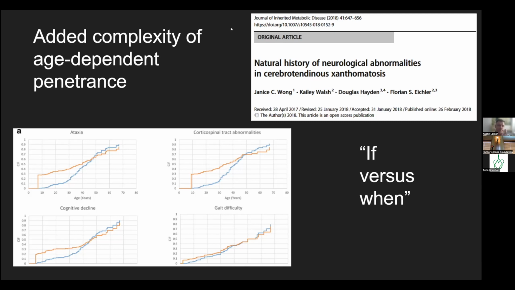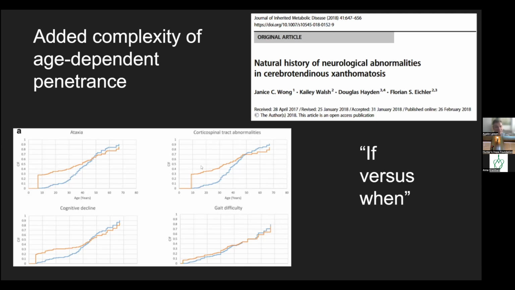So just to help you read these graphs here, these are from a great paper that was published in 2018 by Dr. Eichler and his group. They show that the median age, or the age at which 50% of people with CTX will have the symptom of ataxia, is about age 40. And there's a broad range there, from people who are symptomatic in their teens all the way to people who don't become symptomatic until their 60s.